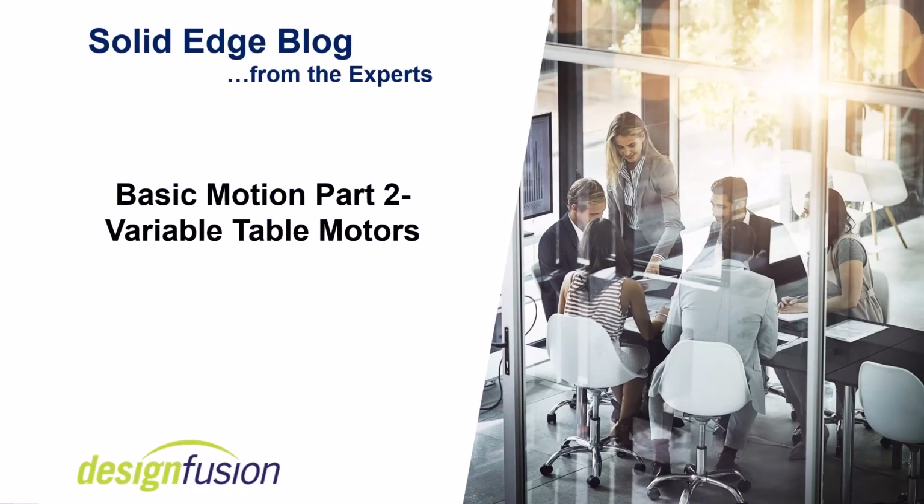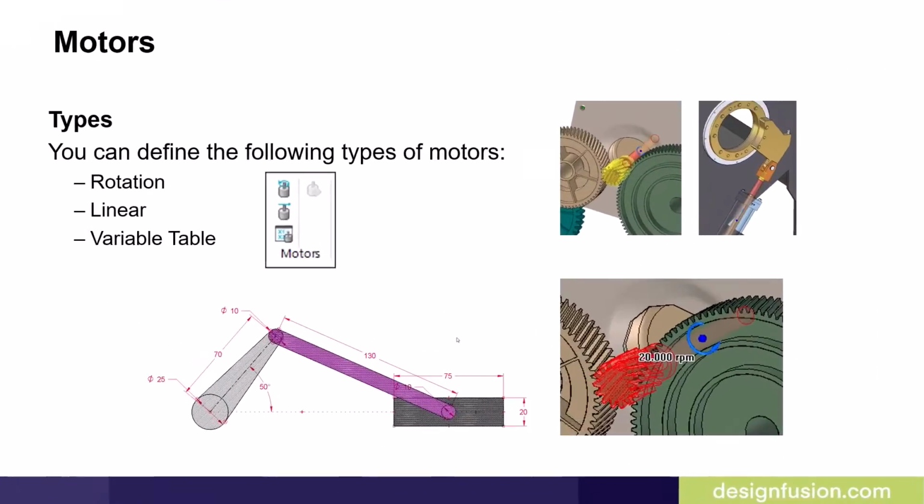This is the second part of a two-part series on basic motion. Here we will look at variable motors. There are three types of motors that you can define. The rotational motor command and the linear motor command were covered in part 1 of this blog series. In this part, we will look at the third type of motor, the variable table motor command.